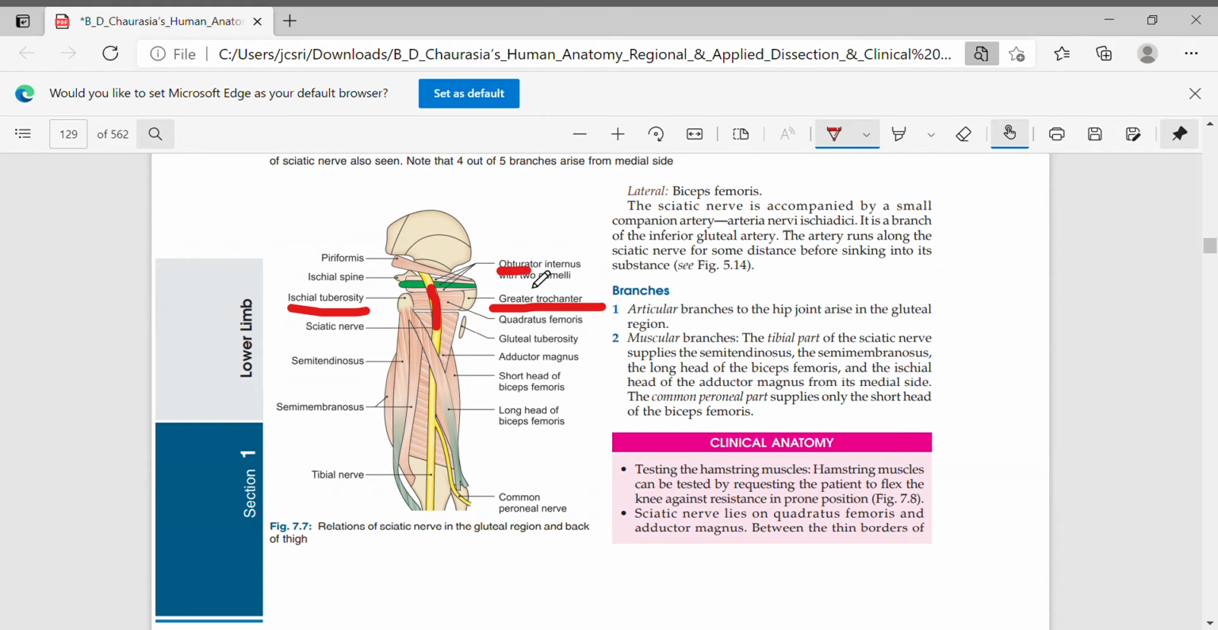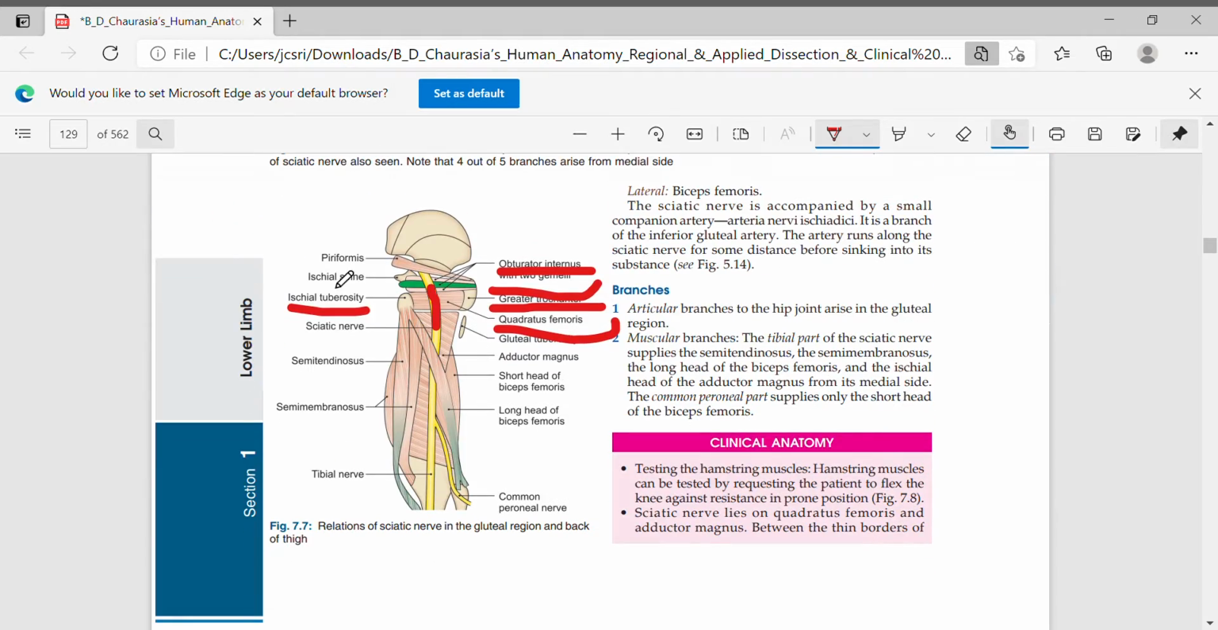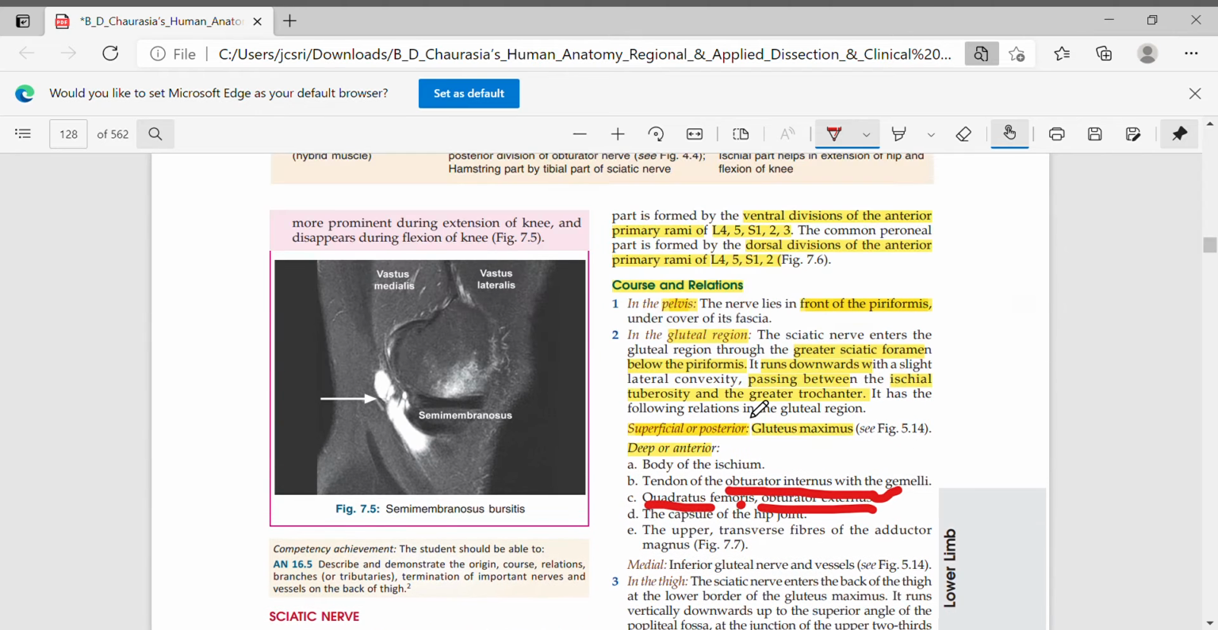Okay, you also come across the quadratus femoris. That is also a deep structure. So quadratus femoris, obturator internus with the gemelli. Writing obturator internus, you should know about the obturator externus also. Okay, and you see the ischial spine and tuberosity. So in that case, we'll write the ischium body. So the body of the ischium also plays an important role.